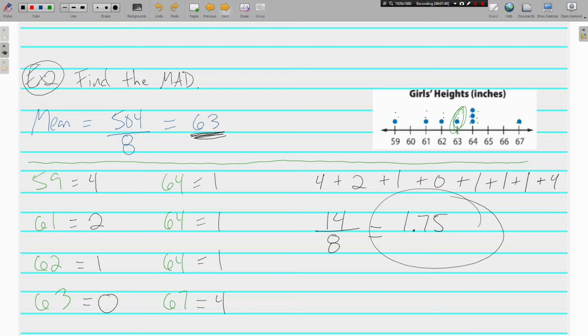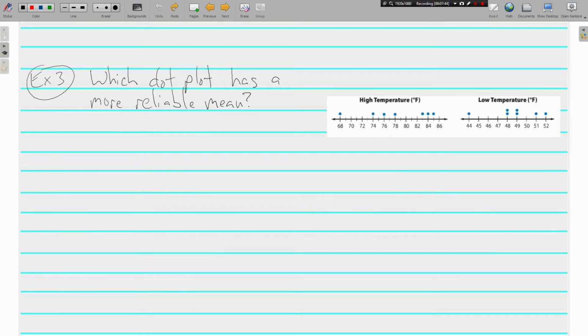Okay, those were 2 examples about calculating the MAD. One question comparing. It says, which dot plot has a more reliable mean? And what does that mean? It means a lower MAD. And we could specifically figure out, down to the decimal point, which one is lower. And sometimes it's good to do that, but we don't need to do that with this one.